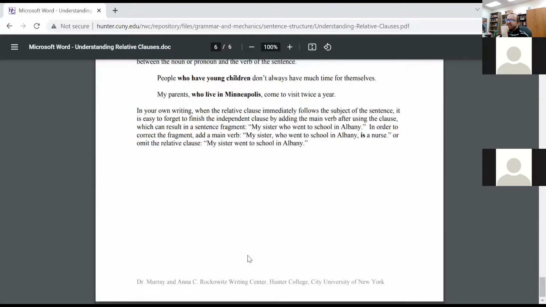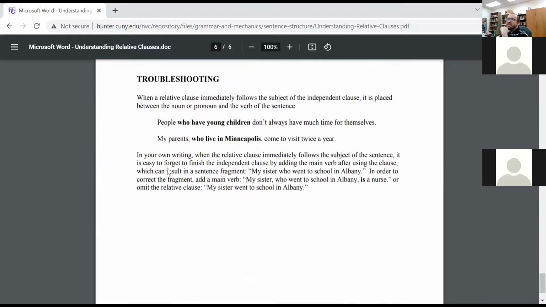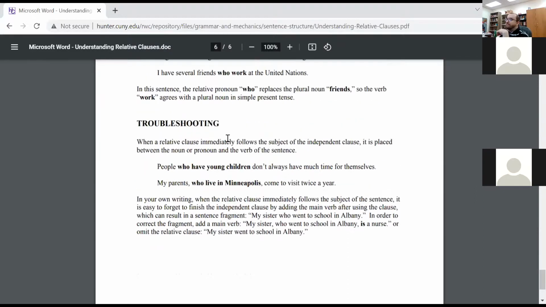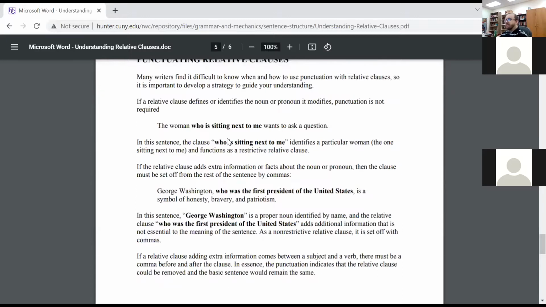So I think this sheet doesn't have any practice questions. But to recap here, you use "that" when the meaning of the sentence changes if you would omit that phrase. You use "which," with a comma, when the meaning of the sentence will stay the same if you take that phrase out.